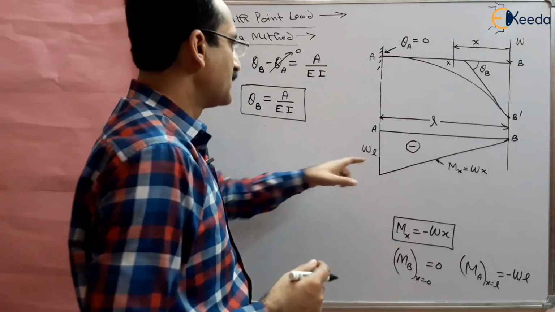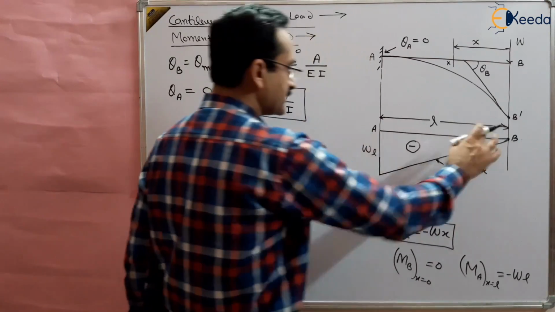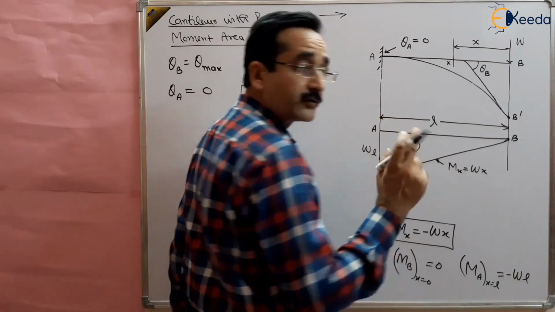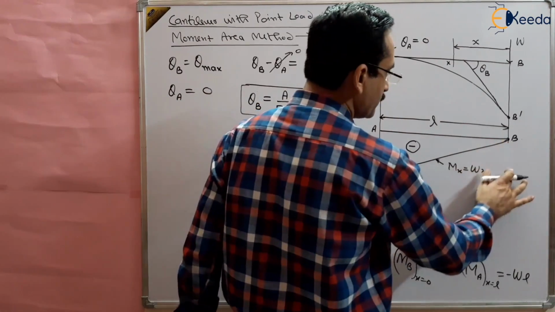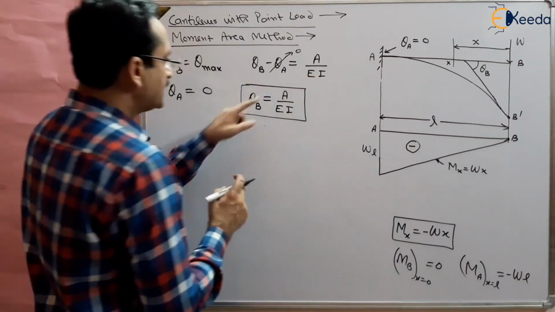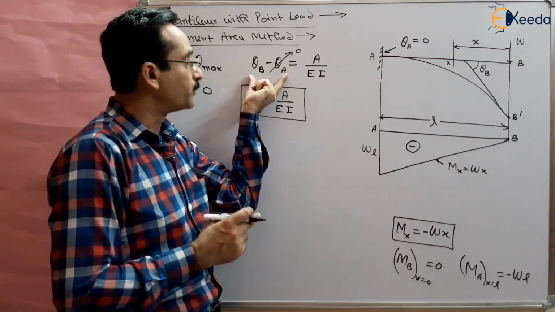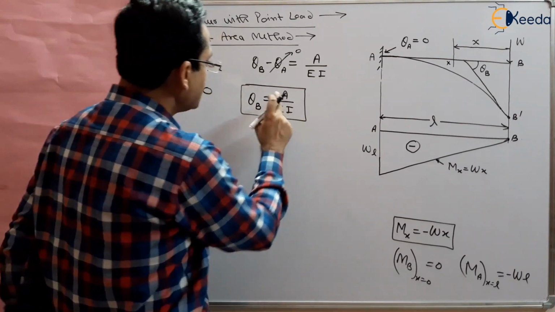So this is the bending moment diagram, right? So what is the area? This is a triangle. So what is the area of the triangle? You know, half into base into height. So the area of this triangle from A to B, between which we want to find out the slope. So this area is between A and B.